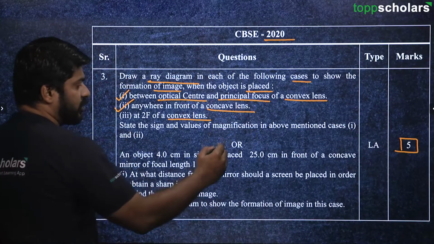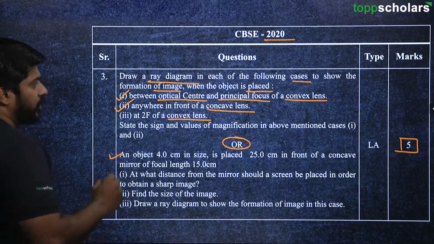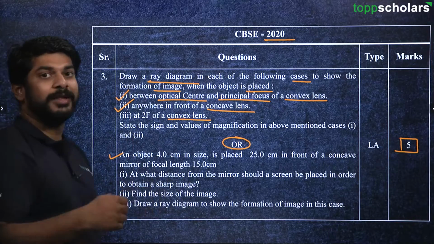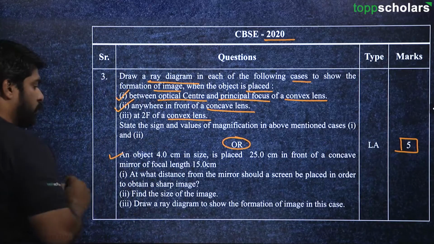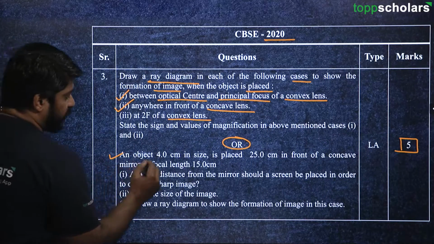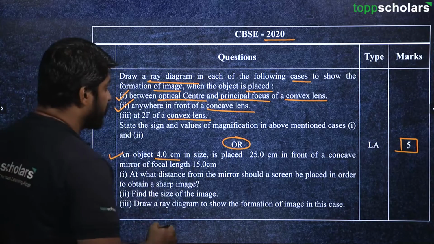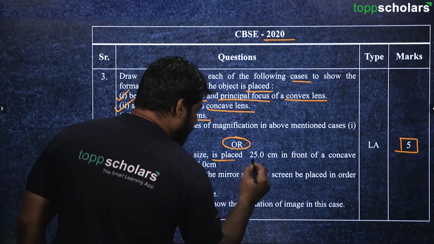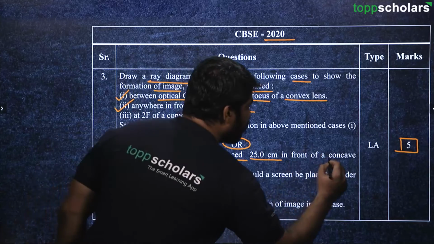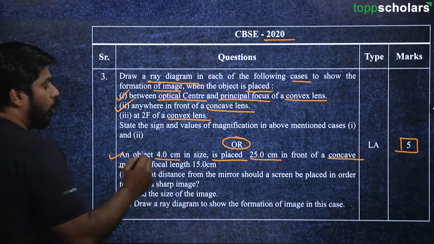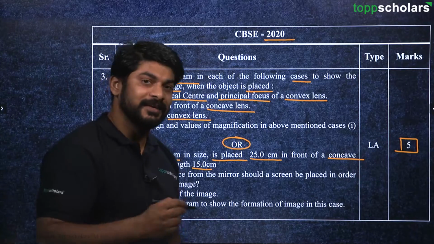For this question, we have another option given over here. As we can see, there is another question, and out of these two questions, you can solve any one of them. Both of these questions are for 5 marks. So the question is, an object 4 centimeter in size is placed 25 centimeter in front of a concave mirror of focal length 15 centimeters. So that means the focal length is given to us.